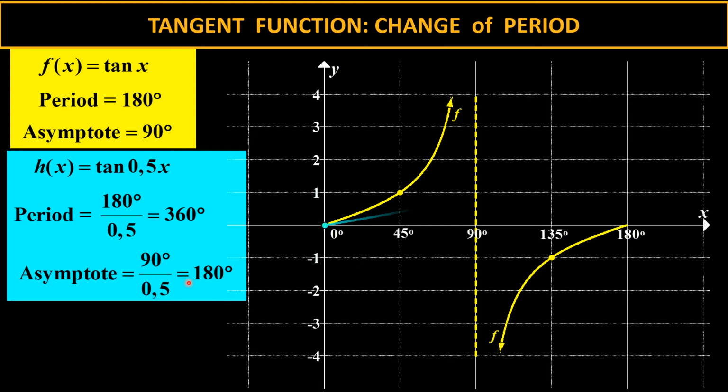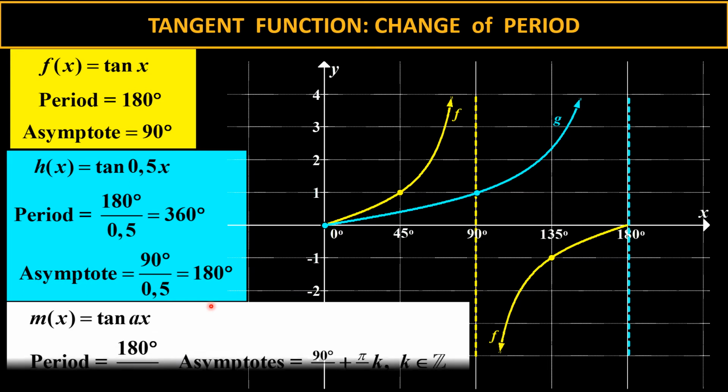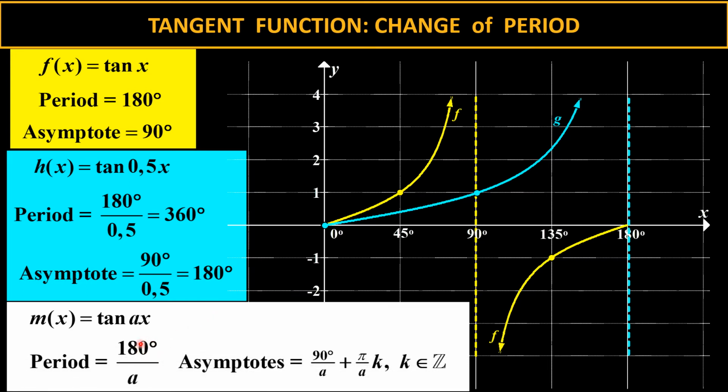And if I represent that, you see there it is. So there was the asymptote at 90, now the asymptote is at 180. And this is half a tangent curve, I need another 180 to complete it. So exactly the same, but just remember to work out the period, it's 180 divided by a, because tangent's period is 180. And the asymptotes will now change to 90 divided by a. And if I have the general solution, it will be pi over ak, where k is an element of the integers.